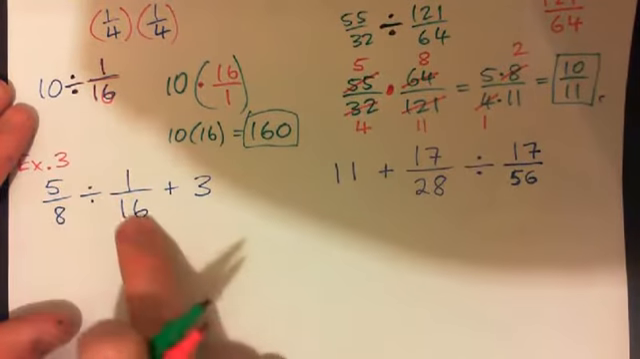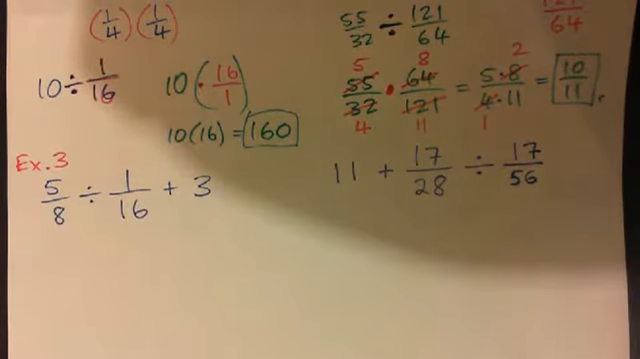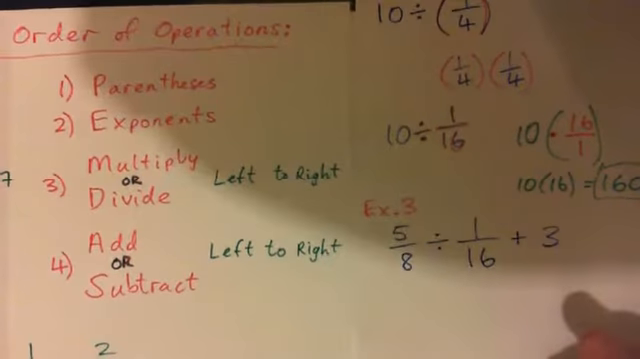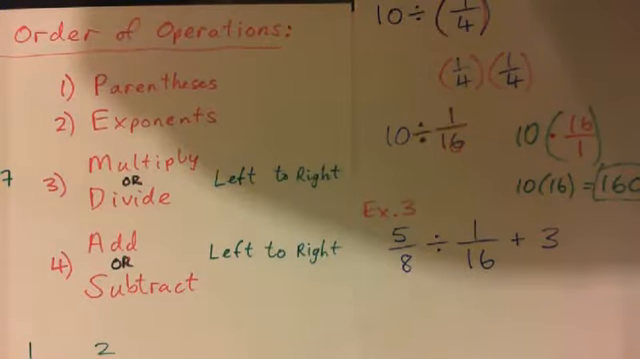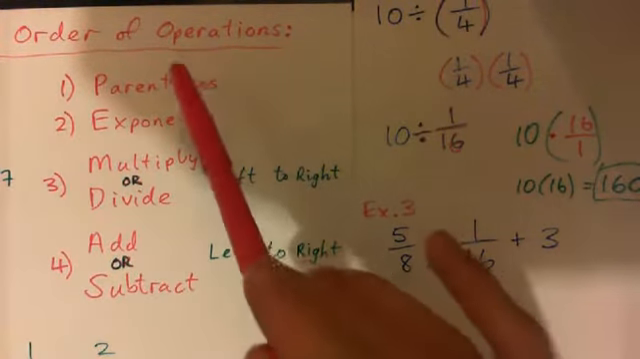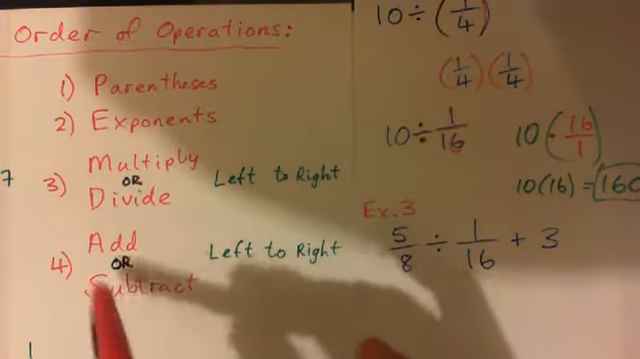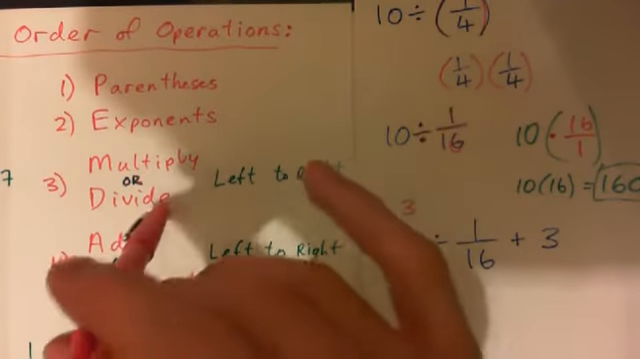It's got 5/8 divided by a 16th and then plus 3. Use your order of operations. What do we need to do first? Order of operations, PEMDAS. Do we need to add first or divide first, right? Parentheses, exponents, multiply, divide, add, subtract. We need to divide and then add, right? So we'll divide first.